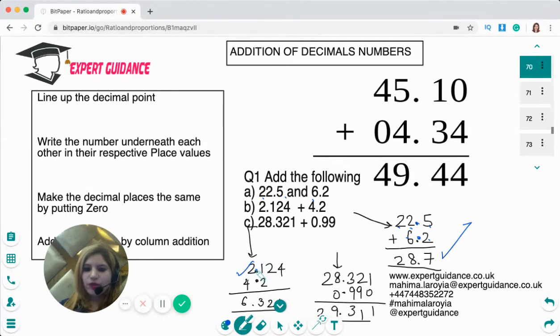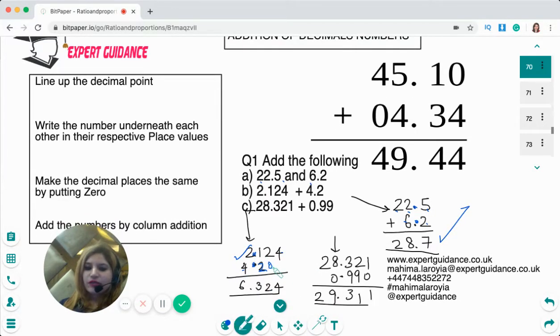2.124 plus 4.2, align the decimal point. Next to the decimal point, there's 2 and 4. Just write them exactly like this, and then we can add zeros and then add them. So it is 6.324. And for the last one, it is 29.311.